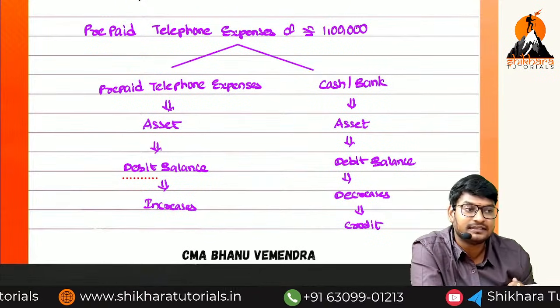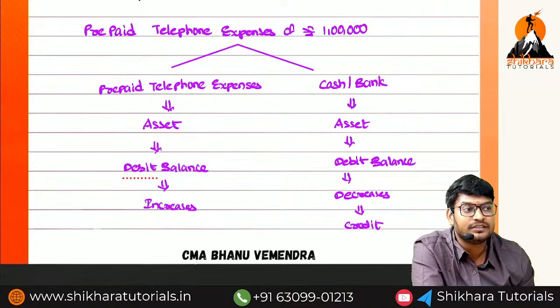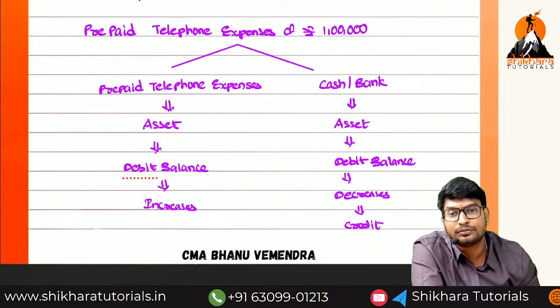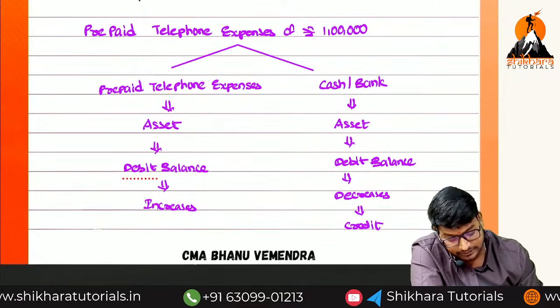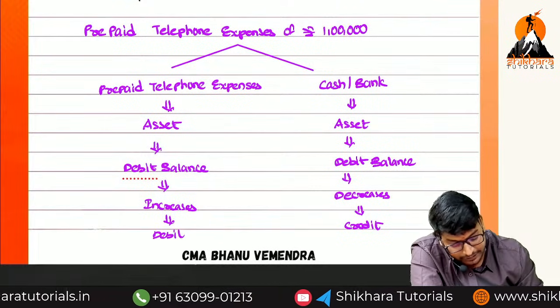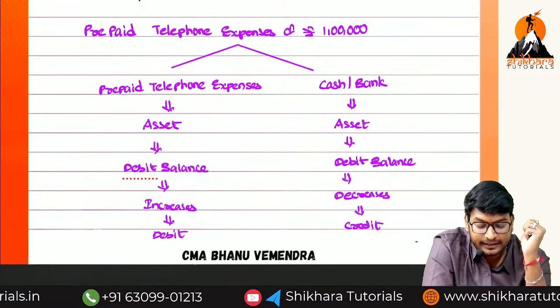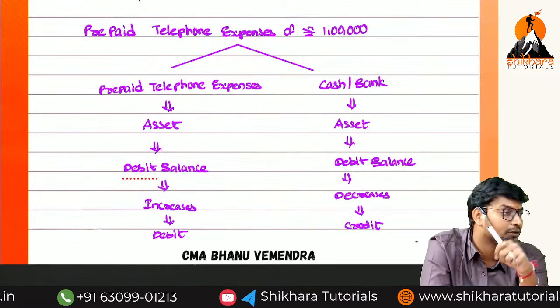Asset purchased means increase. Asset sold means what? Decrease. So cash comes in means increase. Cash goes out means decrease. So a debit balance increases, what do we need to do? What do we need to do? Debit only. What is the entry? Prepaid telephone expenses account debited to cash or bank.